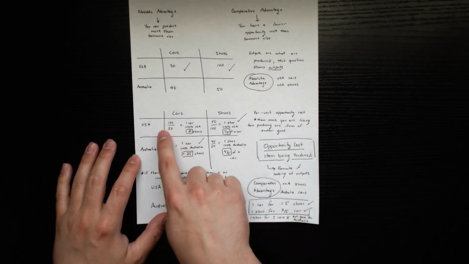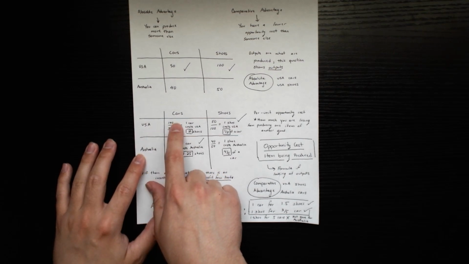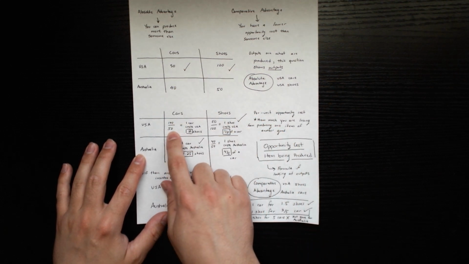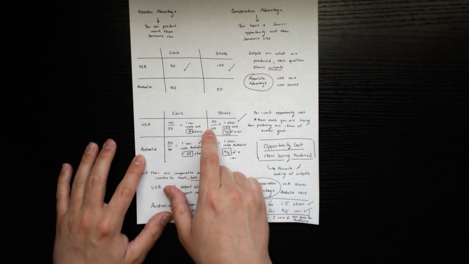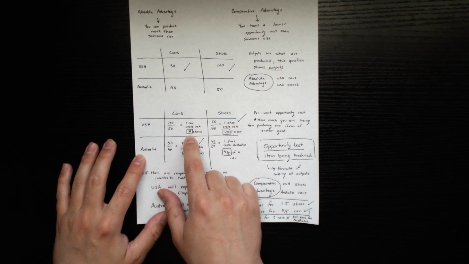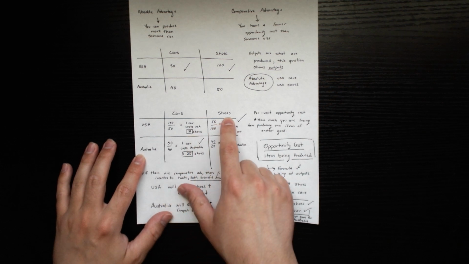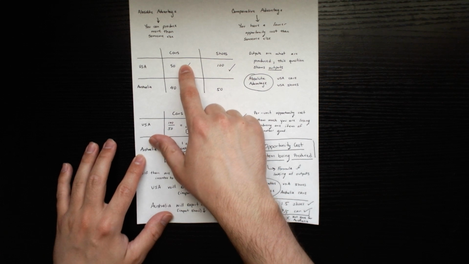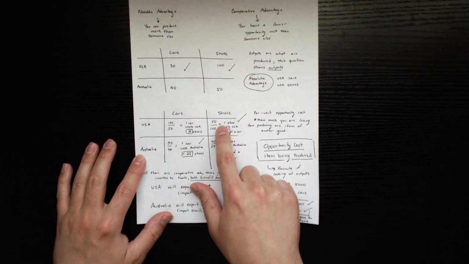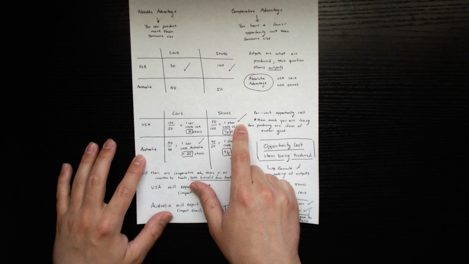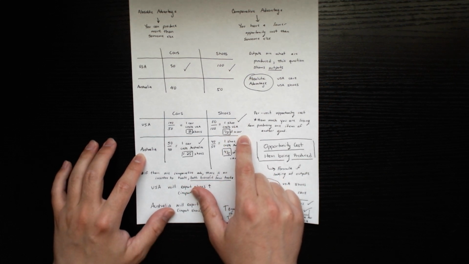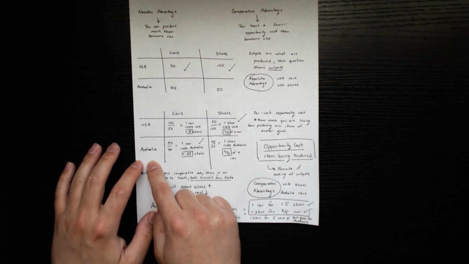So let's calculate it. If the USA is producing cars, that means they're not producing shoes. So that'll be 100 divided by 50 right there. That means that each car that they produce is going to cost them two shoes. On the other hand, if the US produces shoes, then they are not producing cars. So there will be 50 divided by 100, which means one shoe is going to cost the USA half of a car produced.